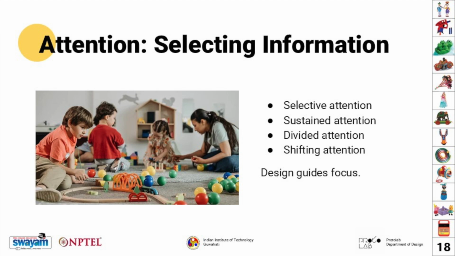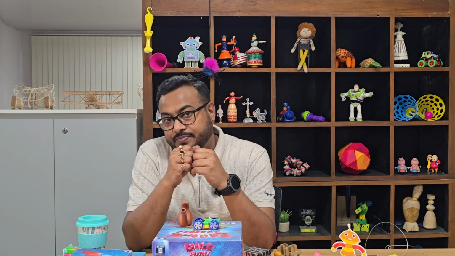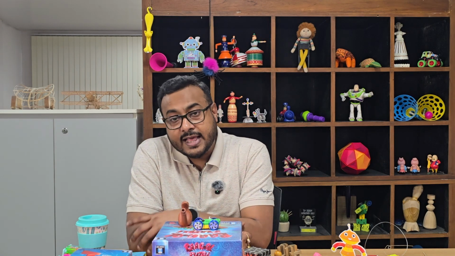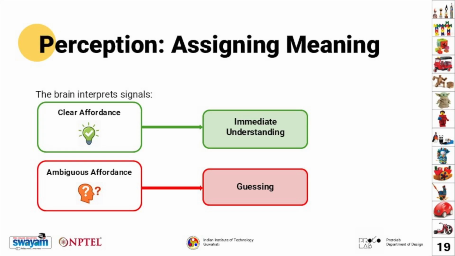Shifting attention allows moving between steps. If interaction requires constant switching, fatigue appears. Design must guide attention intentionally. The primary interaction point should stand out clearly. Secondary decoration should not compete. Good toys reduce attentional conflict.